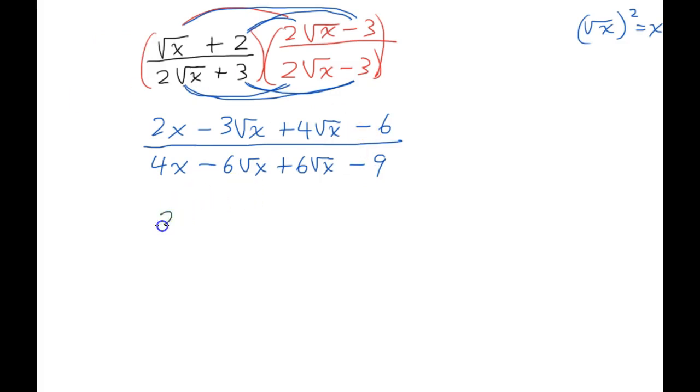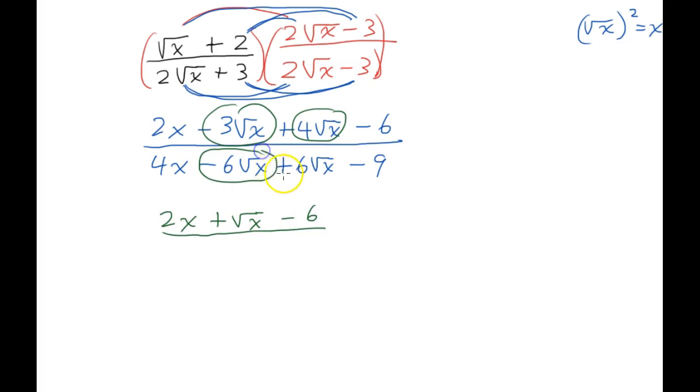So we have 2x in the numerator, and then minus 3 square roots of x plus 4 square roots of x gives a positive square root of x. And then minus 6. That's in the numerator. In the denominator, we get negative 6 square roots of x and positive 6 square roots of x. So those just add to 0. So in the denominator, we have 4x minus 9.